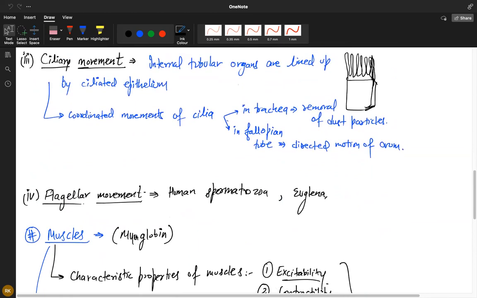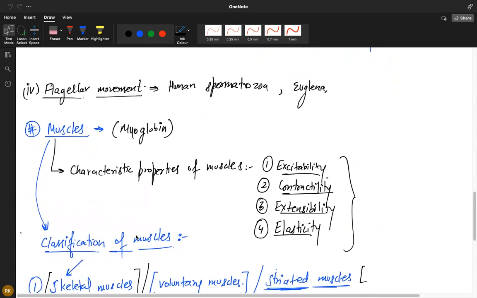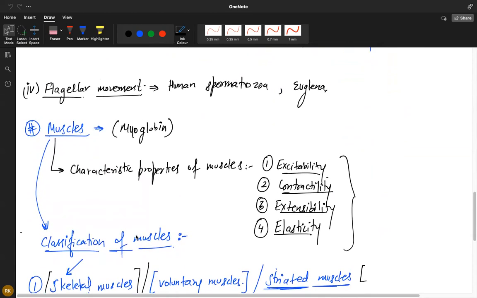And then you have ciliary movement. Most of our internal tubular organs are lined by ciliated epithelium. Coordinated movements of the cilia in the trachea help in the removal of dust particles, and in the fallopian tube, in the directed motion of the ovum. That's ciliary. I also told you there is another kind of movement at a cellular level, which happens in human sperm and Euglena, called flagellar movement.